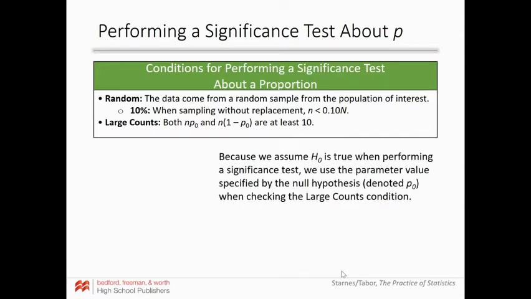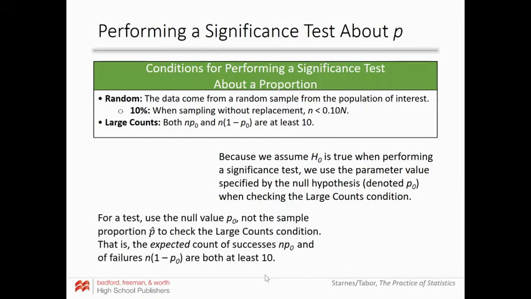Because we assume H naught is true when performing a significance test, we use the parameter value specified by the null hypothesis, p naught, when checking the large counts. We use p naught because we assume p naught is true, and we're going to use that for our calculation. So that's why we always use p naught here. For a test, use the null value p naught, not the sample proportion p hat, to check the large counts condition. That's a slight difference from confidence intervals to hypothesis testing. So remember, now we're looking at n times p naught and n times 1 minus p naught to be at least 10.